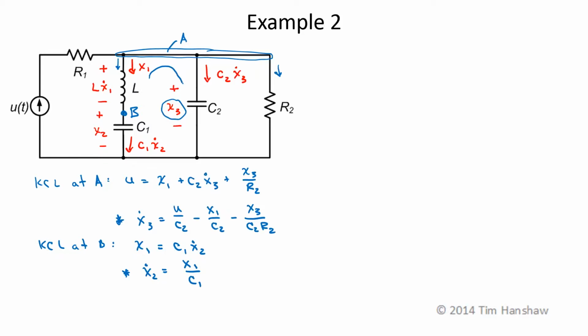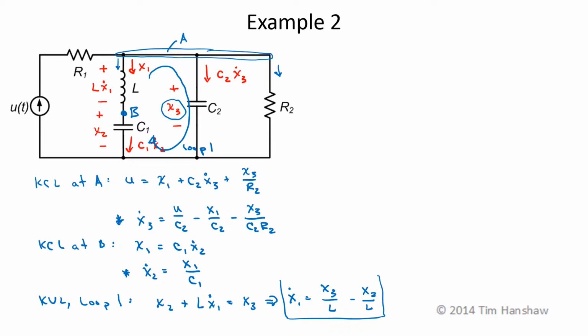Finally, I'll do KVL around this loop. I'll call that loop 1. KVL around loop 1 says that the voltage across the capacitor, x2, plus the voltage across the inductor, which is L x1 dot, is equal to the voltage across the capacitor C2, which is just x3. So if I solve that for x1 dot, that's equal to x3 over L minus x2 over L. There is my third state equation.